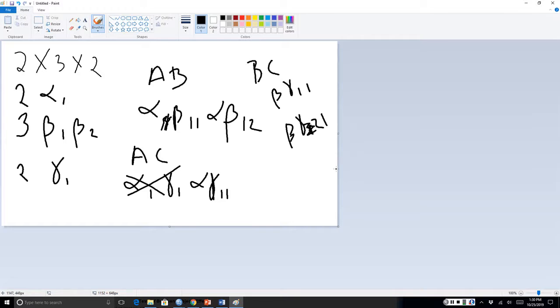Okay, then we need the ABC interaction. So this, we actually use a combination of the main effects. We don't worry about what interaction effects we have now. We use every combination of the alpha beta gammas that we have. So there's only going to be 2 interaction terms that we're going to need, right?